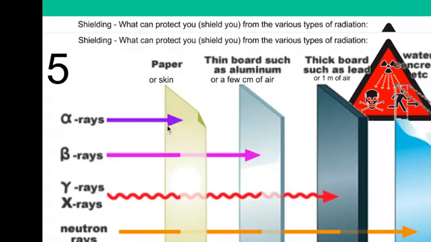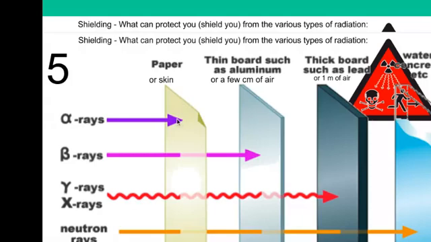And what can stop them? What can stop an alpha ray? Right away we get to paper. Paper or skin stops alpha radiation. That's why they said it's dangerous when you consume it, eat it, or breathe it in.